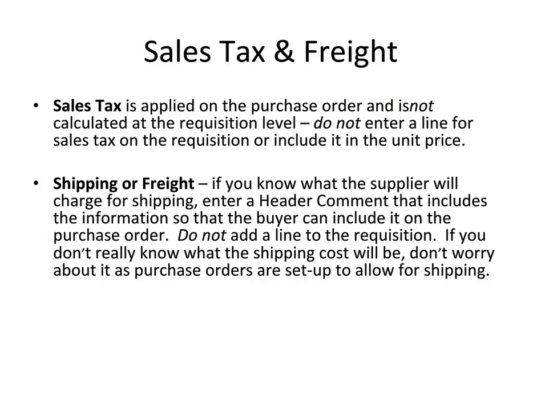Sales tax is calculated at the purchase order level and should not be entered on the requisition. It should not be included in the unit price nor added as a separate requisition line. If you know what a supplier will charge for shipping, please enter that information as a comment on the requisition so that the buyer can include it on the purchase order. Do not add a charge line to the requisition, and if you don't know what the shipping charge will be, please don't worry about it. Purchase orders are set up to allow shipping to be added to the invoice by the supplier.